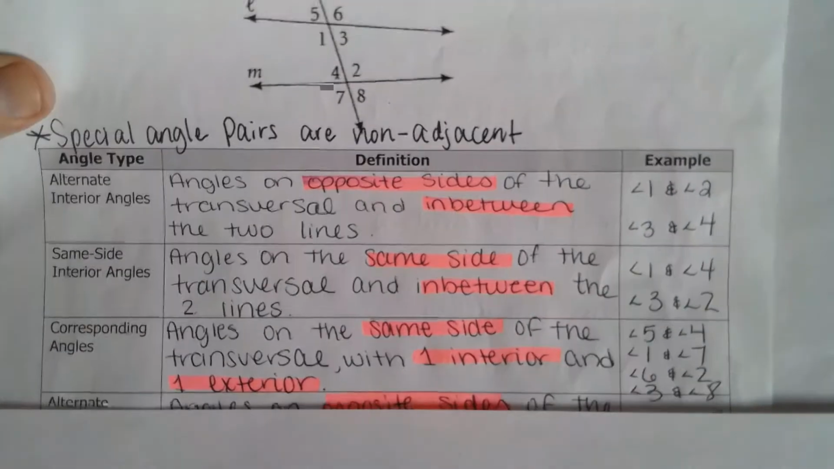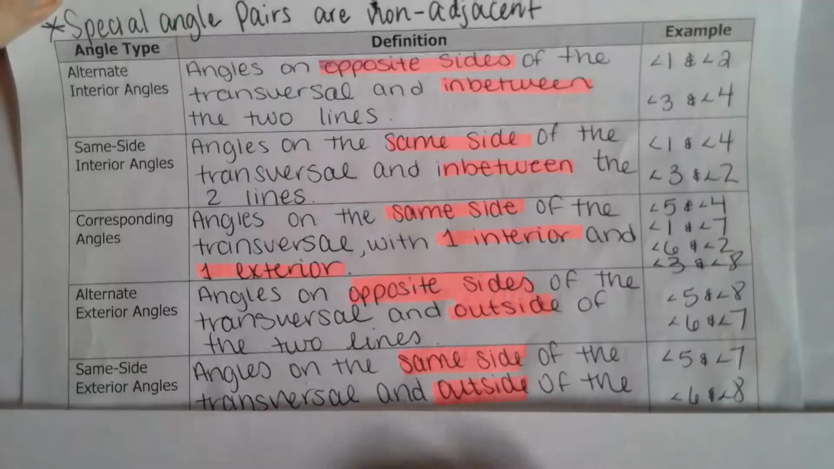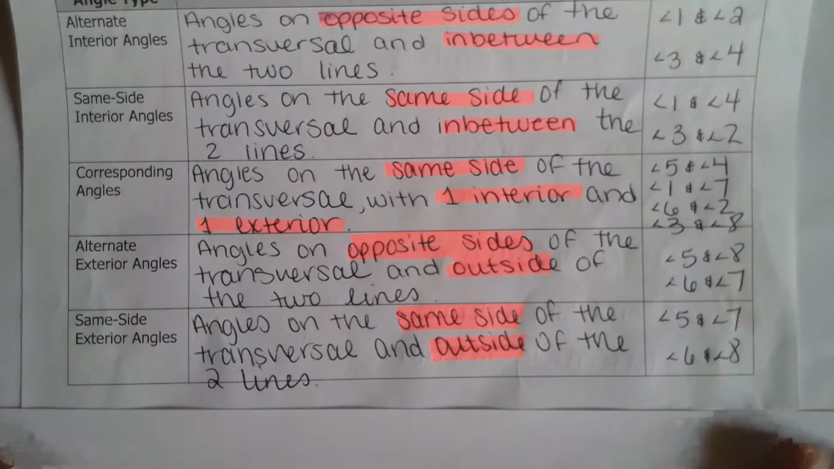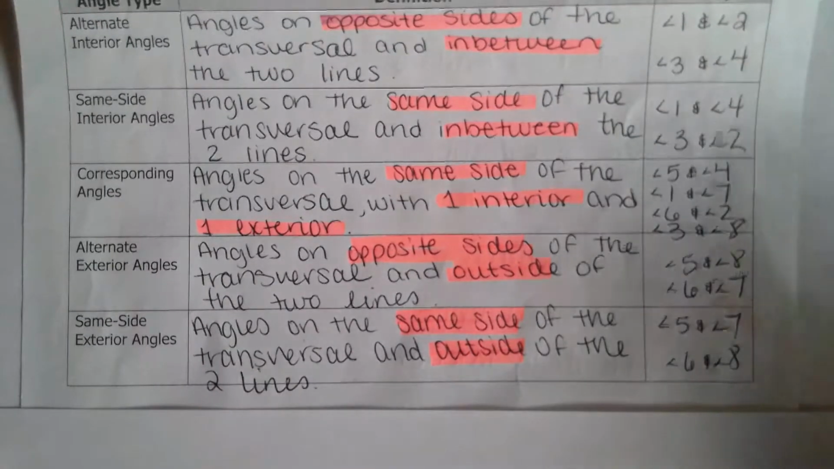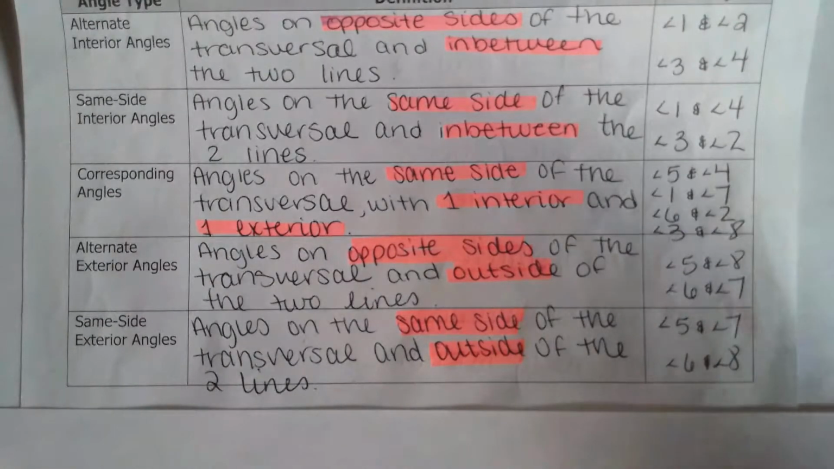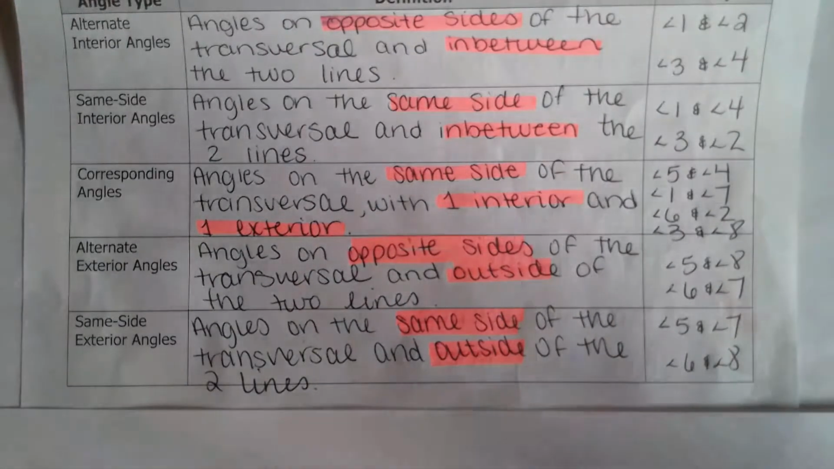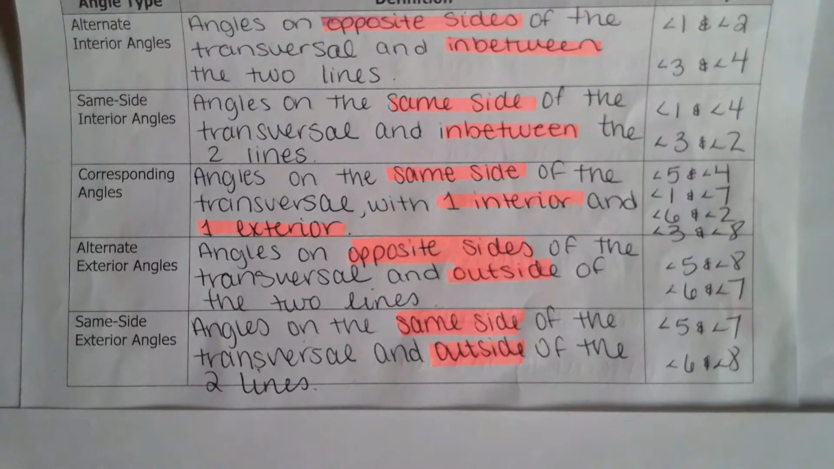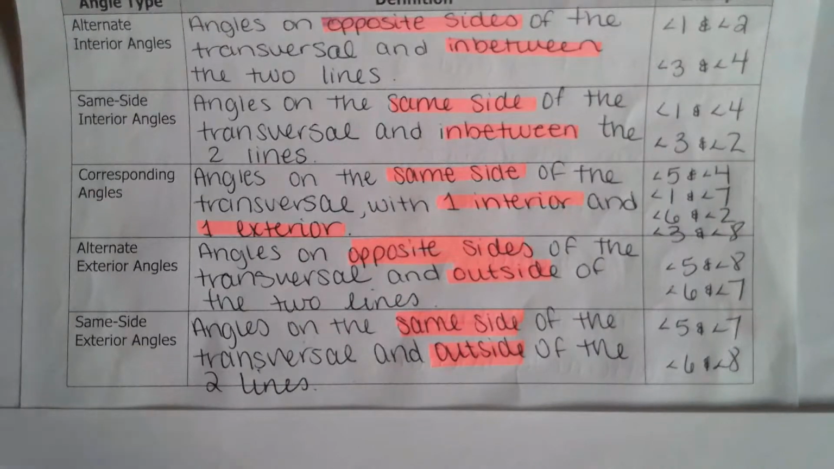Our last two types of angle pairs are similar to the first two. They're alternate exterior and same side exterior. Just like alternate interior and same side interior, those are very similar in terms of where you would look, whether it's alternate sides or same sides. The difference here is that exterior angles are found on the outside of those two lines L and M.